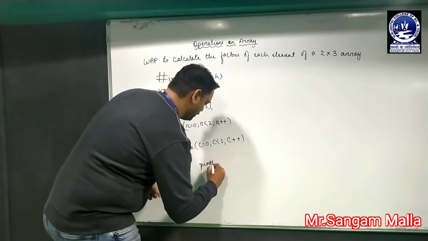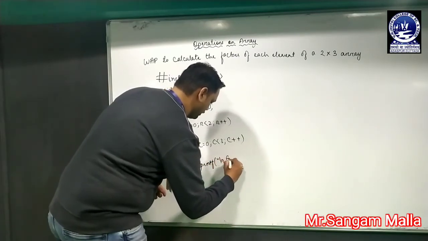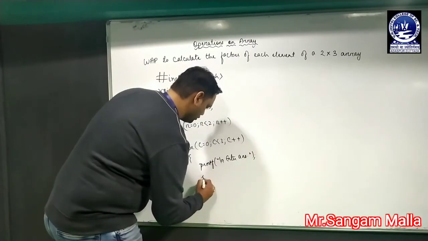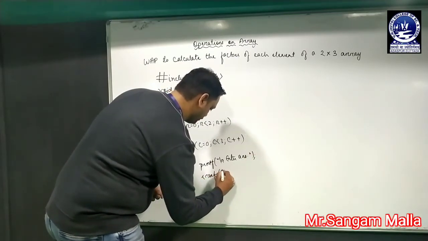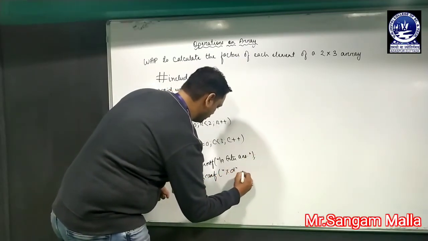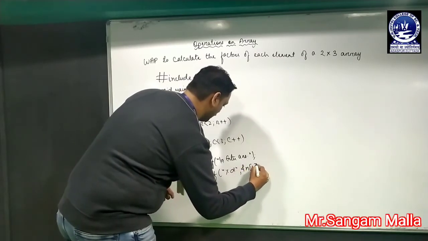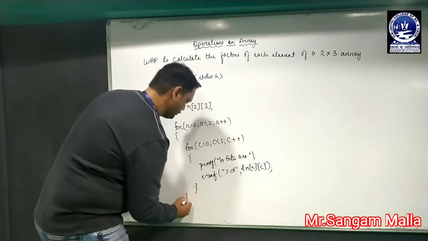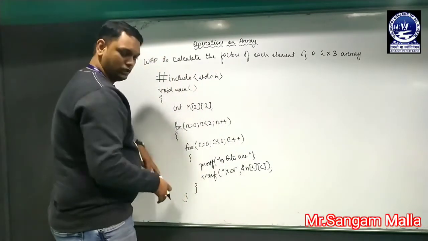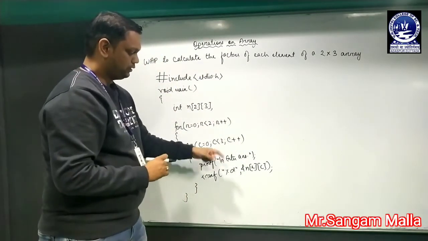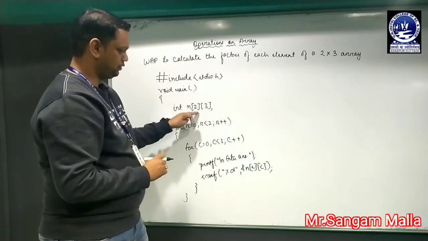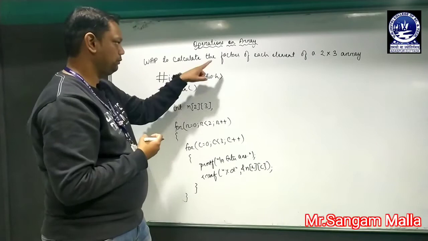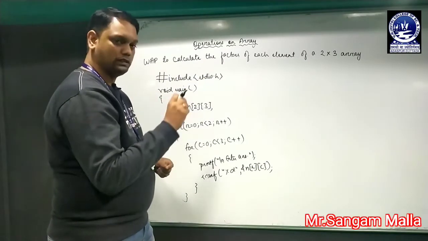Let's say I will write printf, enter a number, then scanf %d ampersand n of r c. So this loop is actually responsible for entering the values into an array that is 2 cross 3. Now we will be extracting each element from the array and we will be calculating the factors of each element.